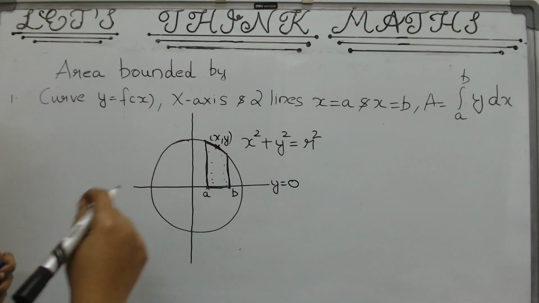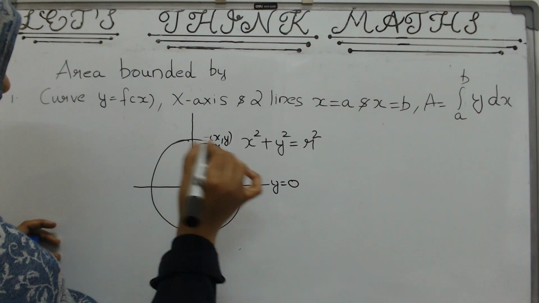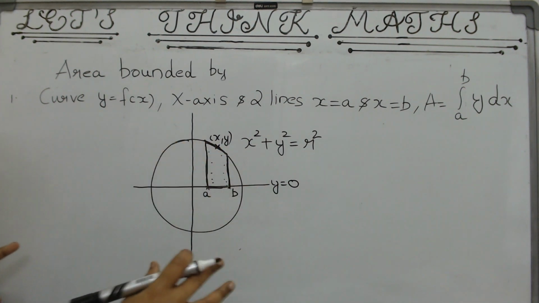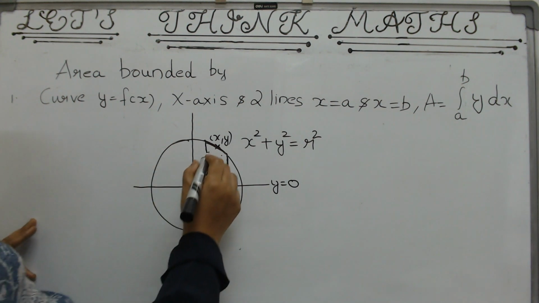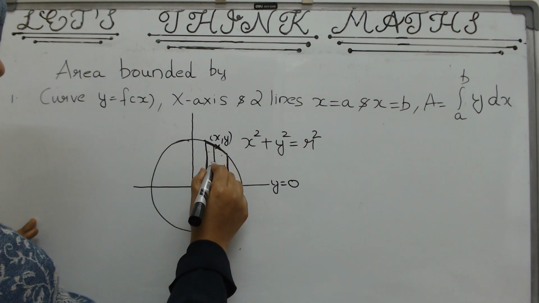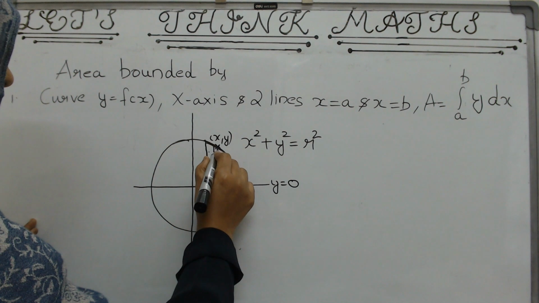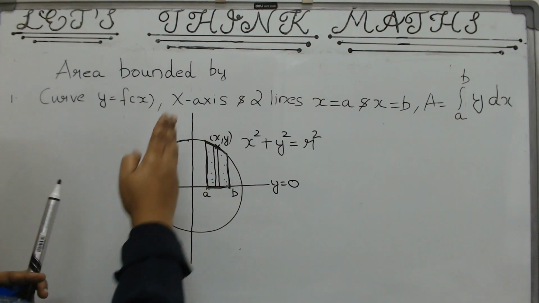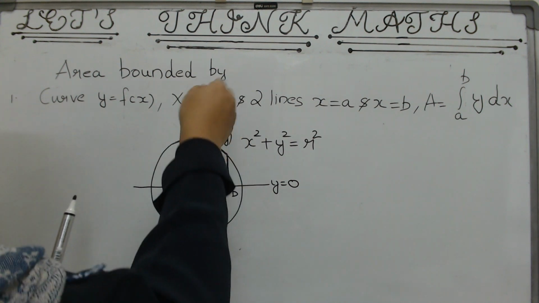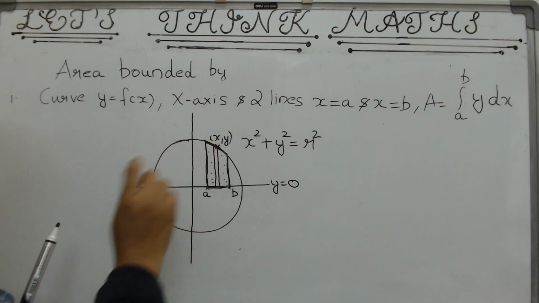I will not go into detail about that. I will just briefly explain what the concept is here. We need to find the area of this region, right? Let us divide this region into thin vertical strips. So it is a rectangular strip. This whole area, just cut it into small rectangular strips.